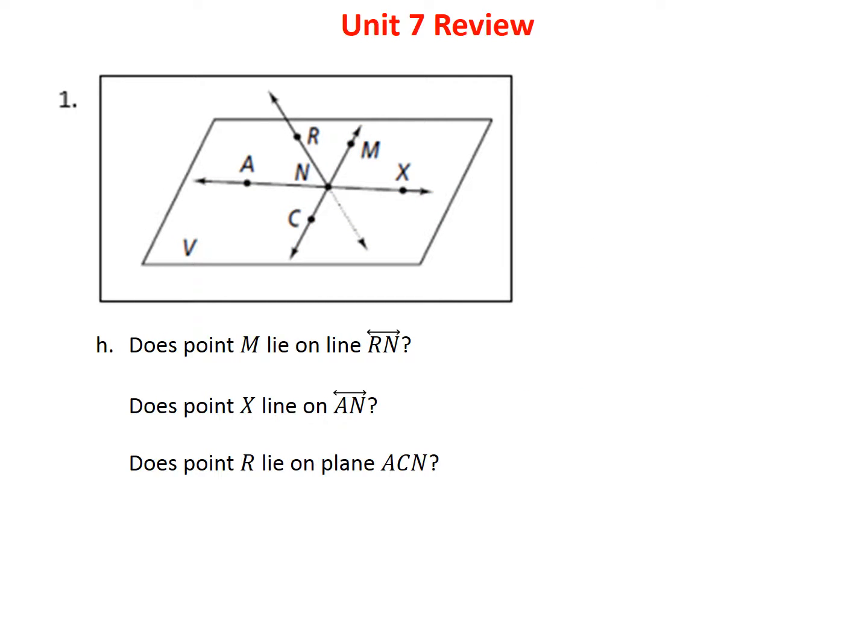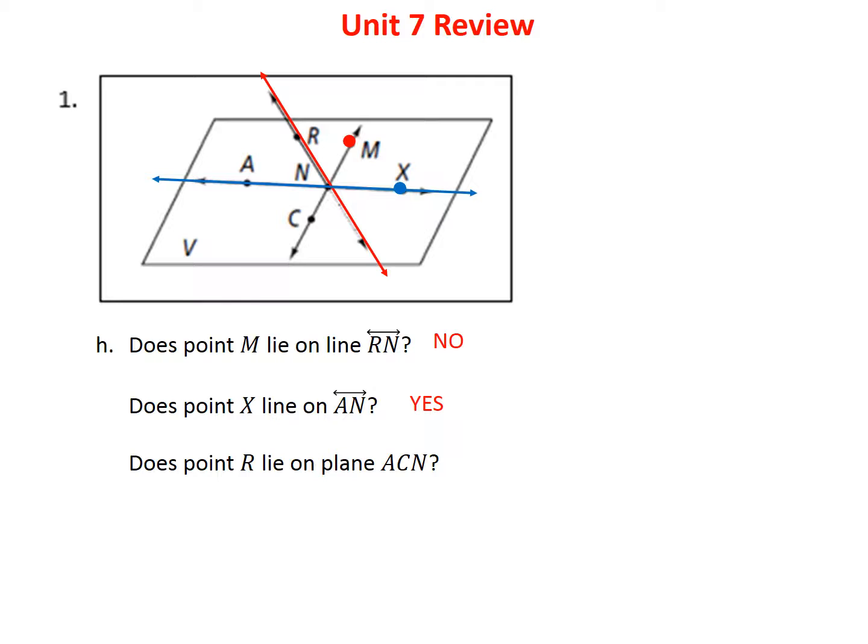Problem 1H asks us about the location of different elements related to other elements in the drawing. The first one says, does point M lie on the line RN? Well, there's point M, and the line RN is the line coming in, and as you notice, it's not going to go through point M, so the answer to that one would be no. Point M does not lie on RN. Second one says, does point X lie on the line AN? Well, now when I draw AN, notice AN does go through the point X, so the answer here would be yes, it does lie on that line.